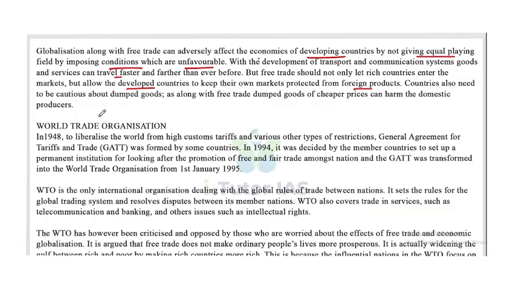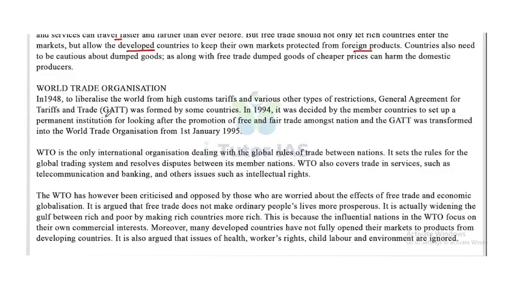Now, World Trade Organization. Okay. It is WTO. In 1948, to liberalize the world from high customs tariff and various other types of restrictions, General Agreement for Tariffs and Trade, that is GATT, was formed by some countries.